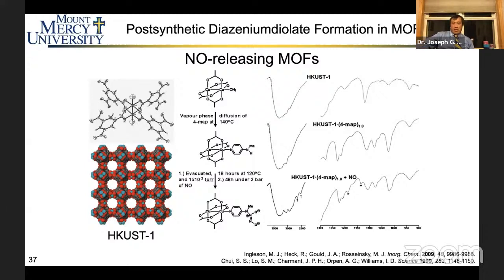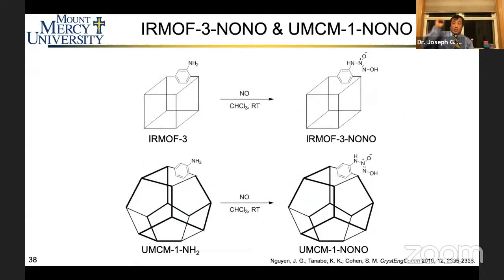Now, they didn't do any release studies like the previous group did. But what they did say, which makes it a huge disadvantage, is that this pyridine is coordinated to copper, which means that you don't have controlled release, and you also have leaching. If you leach this, then it makes the reliability of NO release less. And so instead, I wanted to post-synthetically modify the amine directly in our MOFs.